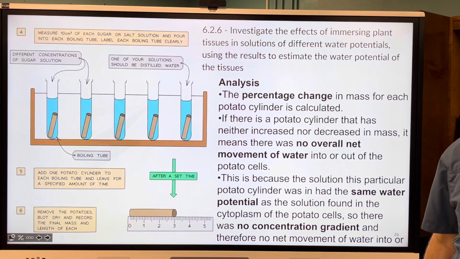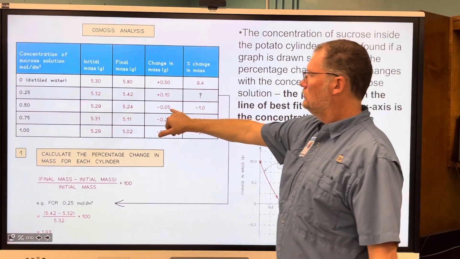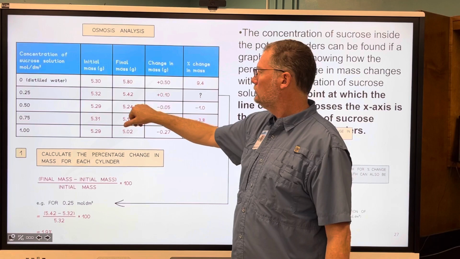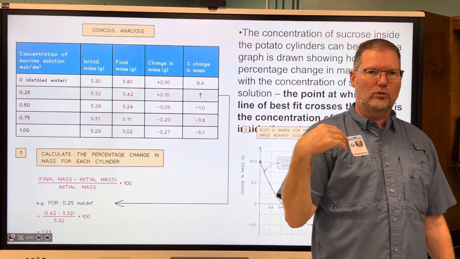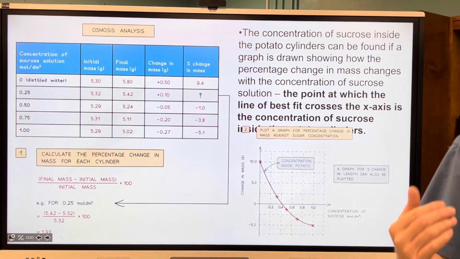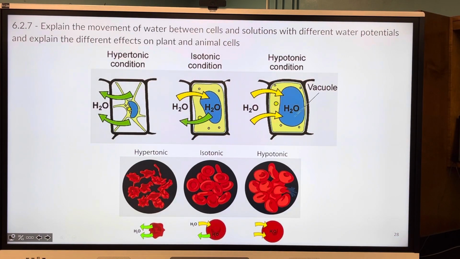Okay, and we can see them here. If it's the same as the original, the water potential was equal. All right. Moving on.